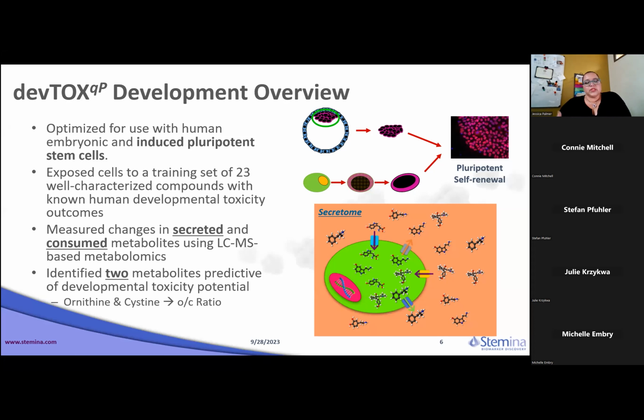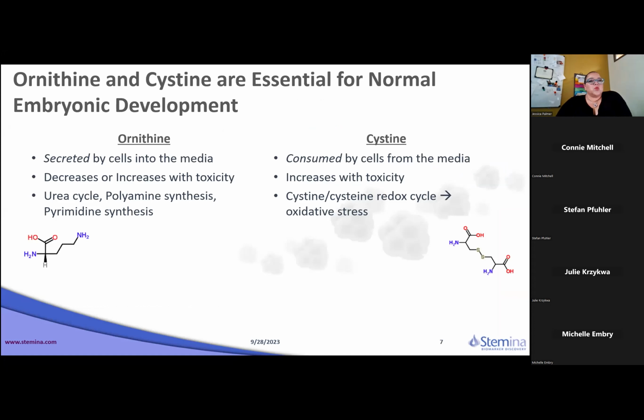Through multiple iterations, looking at pairs of metabolites and what was most complementary and predictive, we found that if we used a ratio of ornithine and cystine, these two amino acids, we were just as predictive as those much more complex models with unknown features. So why are these two important?